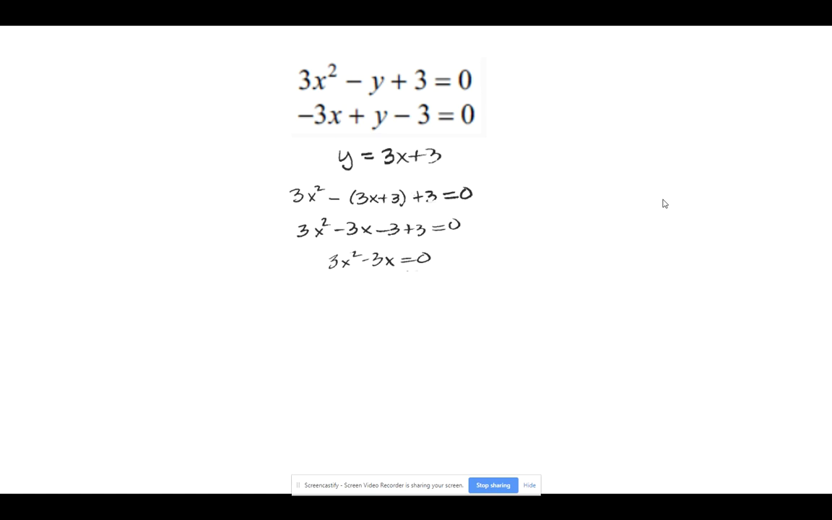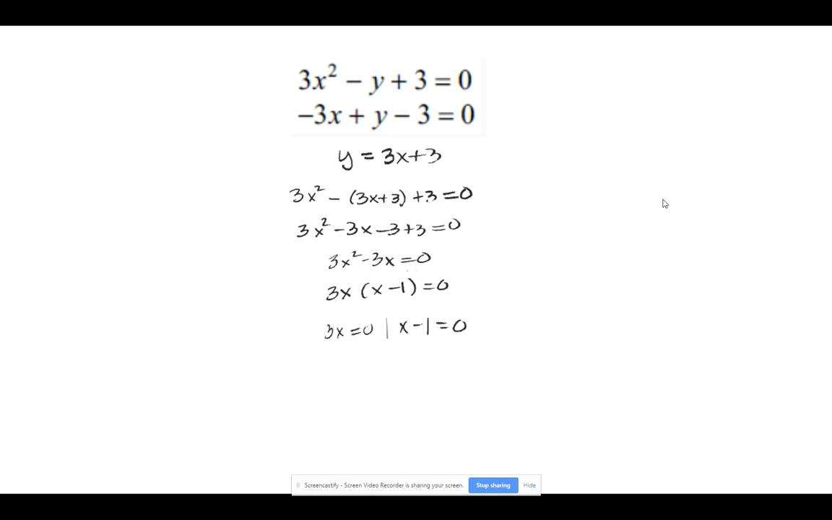So using the substitution method, I started with 2 equations and 2 unknowns. And now I have a much simpler 1 equation and 1 unknown. So to solve this quadratic, we're going to use the factor by GCF method. So we're going to factor out the greatest common factor, which is the 3x. Now that it's in factored form, I'm going to factor, split, and solve.